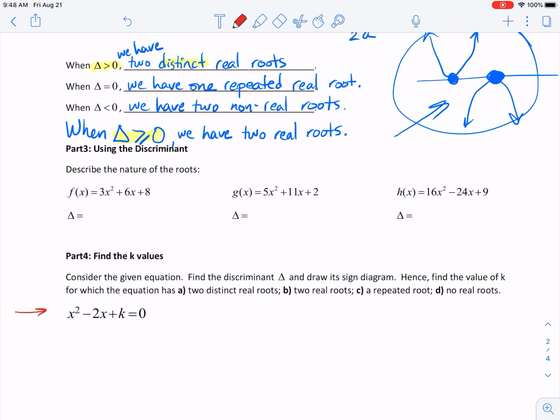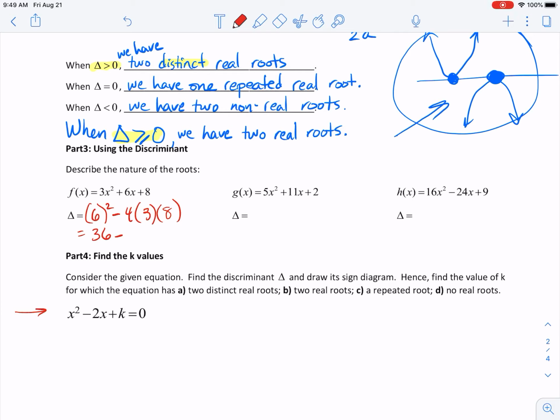So the discriminant is b squared minus 4ac. Okay, b squared, 6 squared, minus 4 times a times c. So this is 36 minus, what is that?